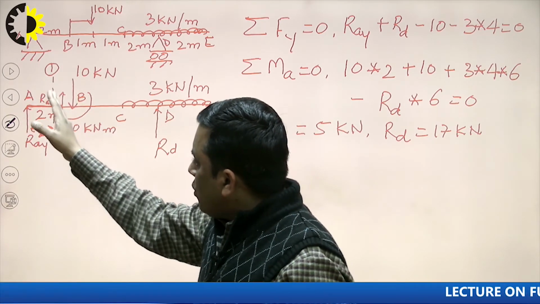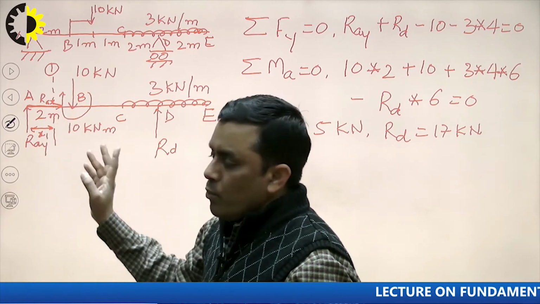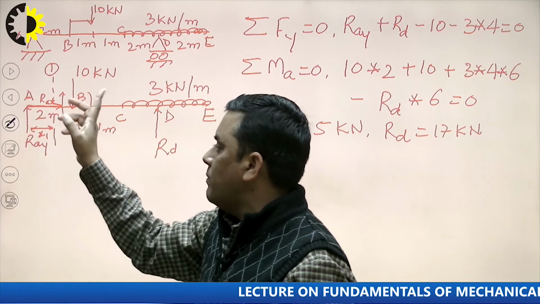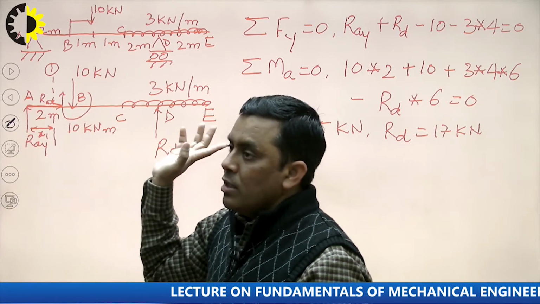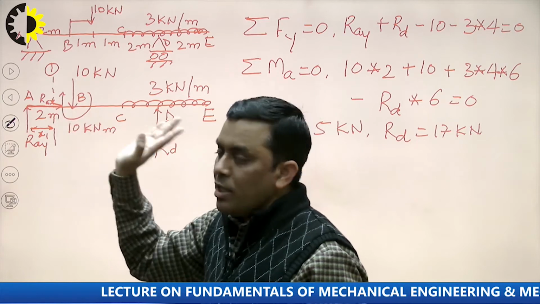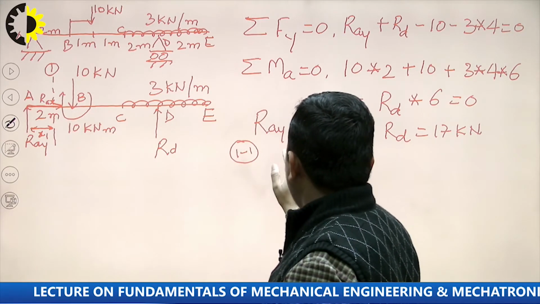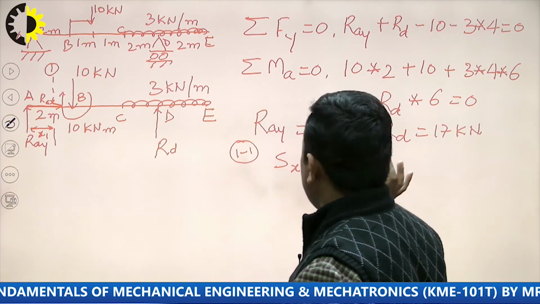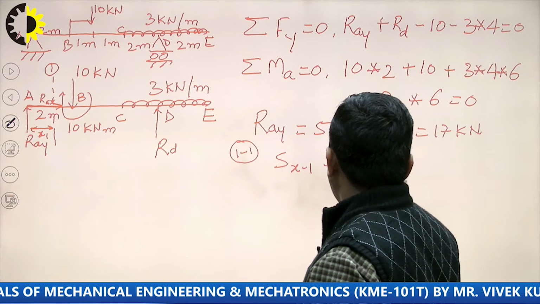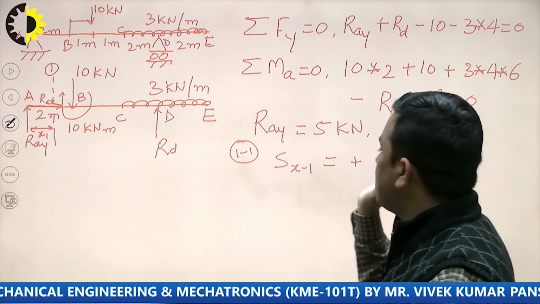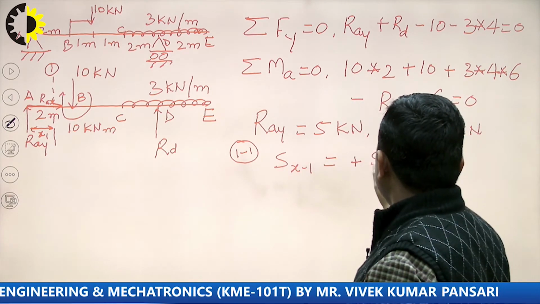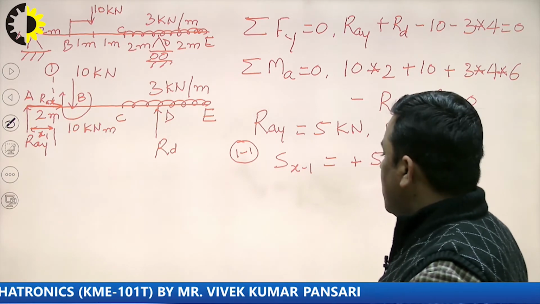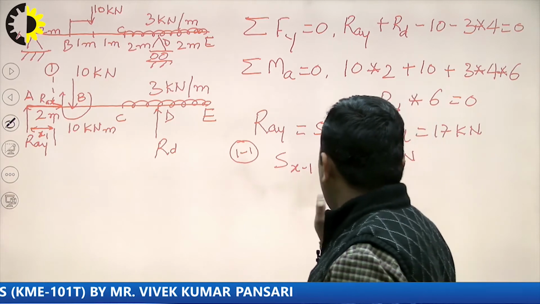So, on the left side of section plane 1, what force am I observing? I am observing only one force, which is RAY. Is there any other force on the left side of 1? No. So RAY. I can write shear force at section 1 equals to plus, why plus? Because on the left side of the section plane it is upward, so I am writing in this manner, plus 5 kilonewton. Okay, this is fine. I don't think there is any problem.